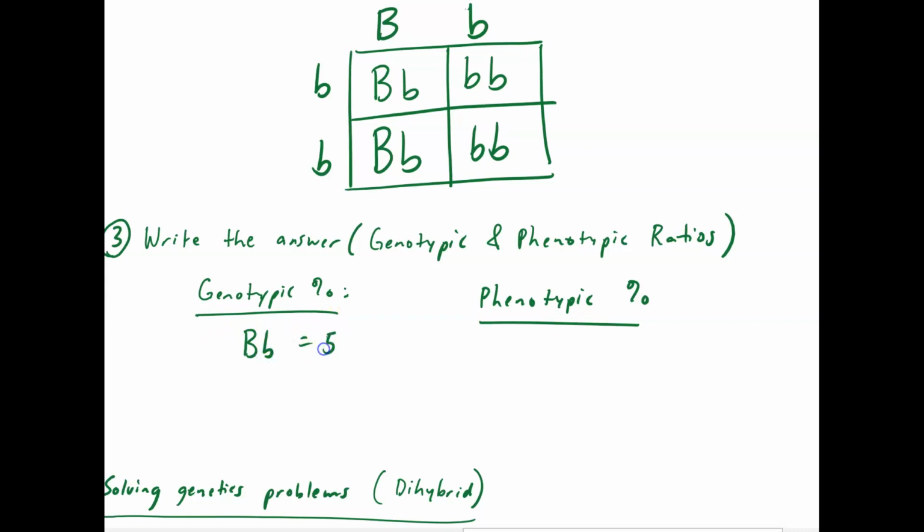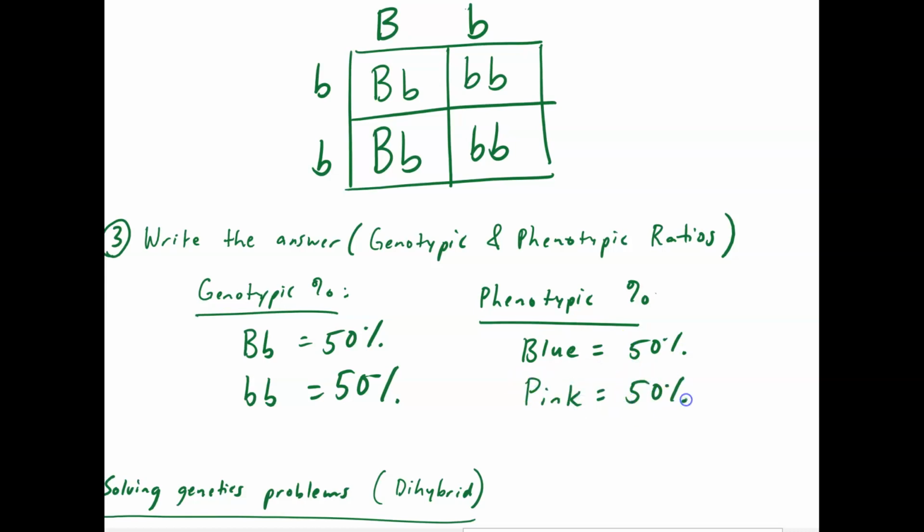So we have a big B, little b. This is going to be 50%. Little b, little b, 50%. Then my phenotypic ratios are going to be the same. So for blue hair, it's going to be 50%. And for pink hair, it's also going to be 50%. Okay, so that's where we're at there, solving our simple monohybrid cross.